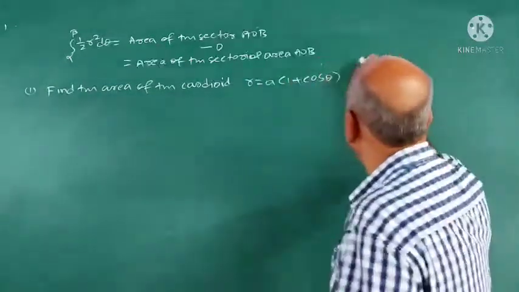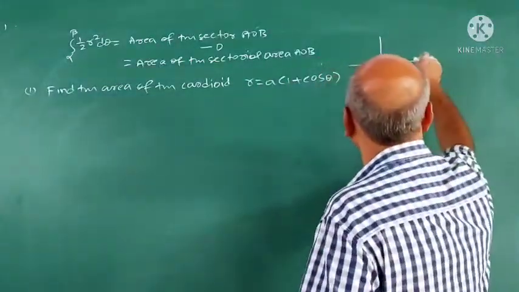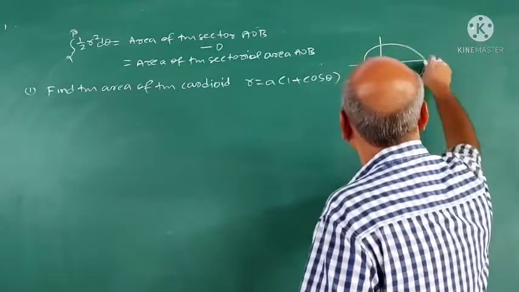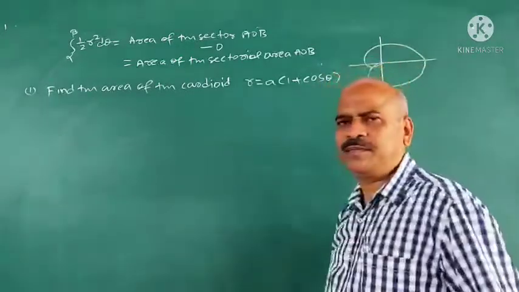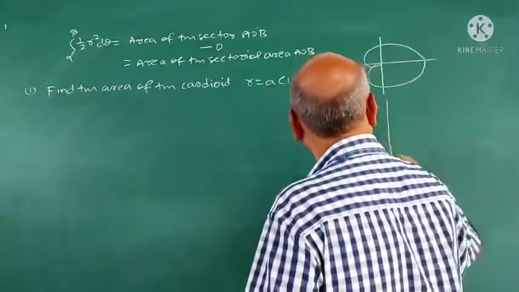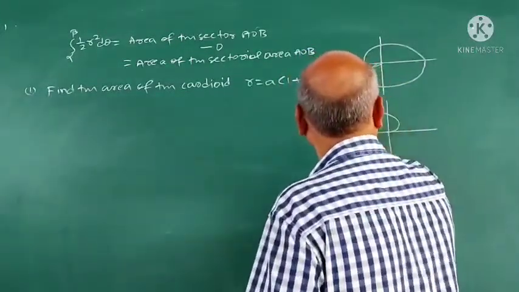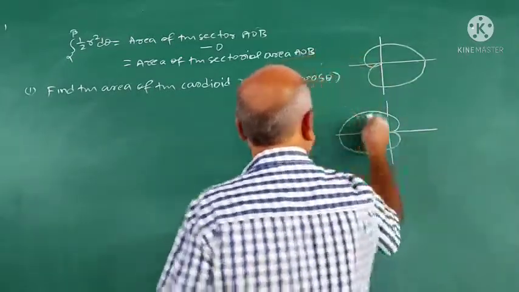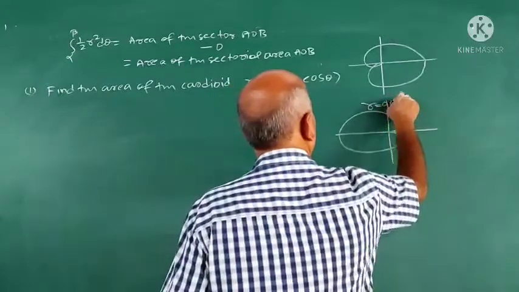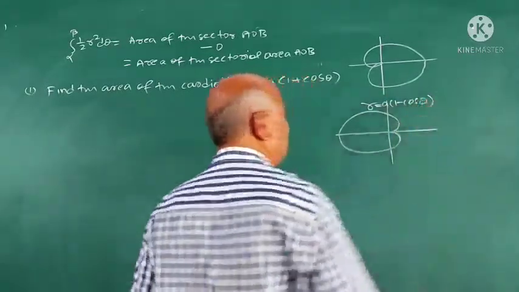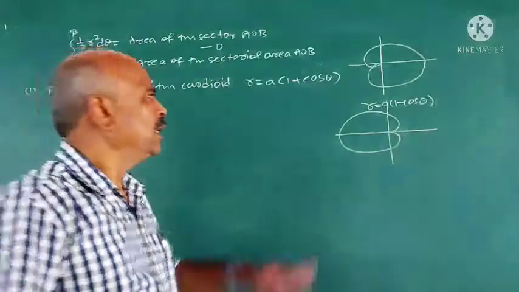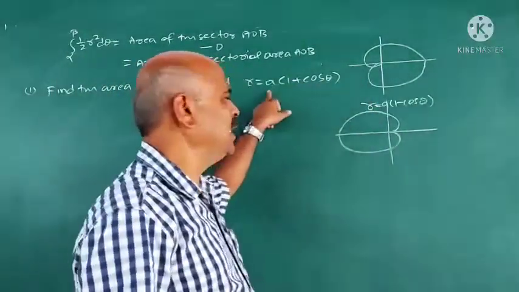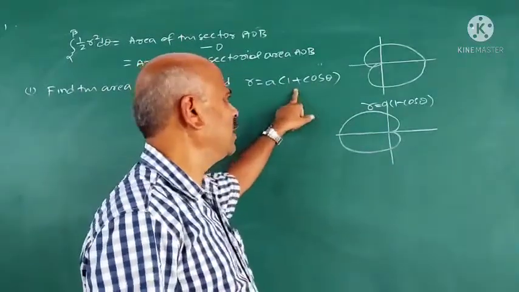Now, cardioids are of four types. The first one: say I take this as the initial line, θ = π/2 is this, and this is the cardioid r = a(1 + cos θ). And exactly the reverse, r = a(1 − cos θ), is this curve. You can easily trace these curves, but if you remember the shape, that is important. How do you remember this?